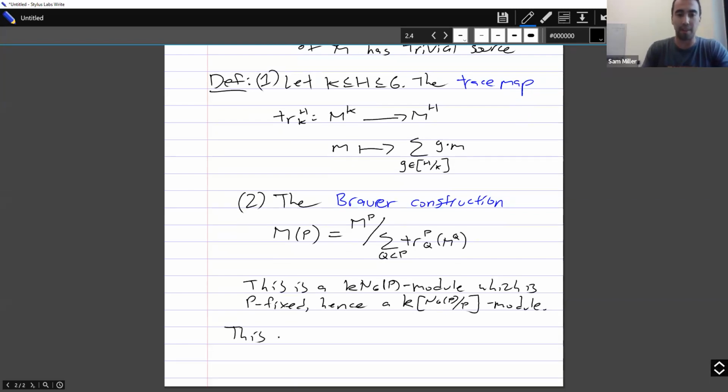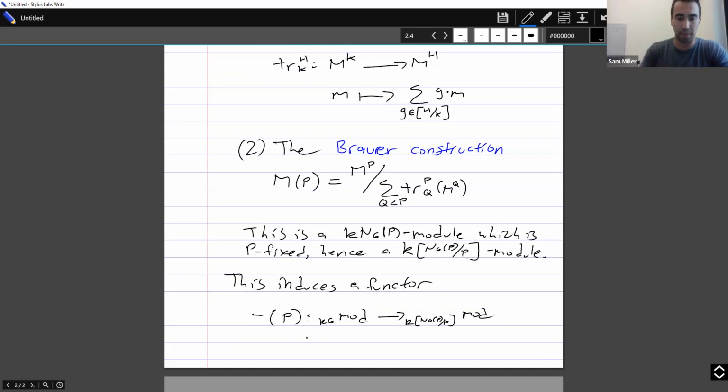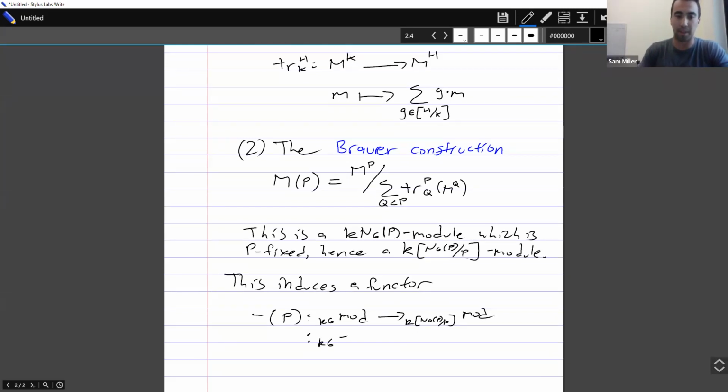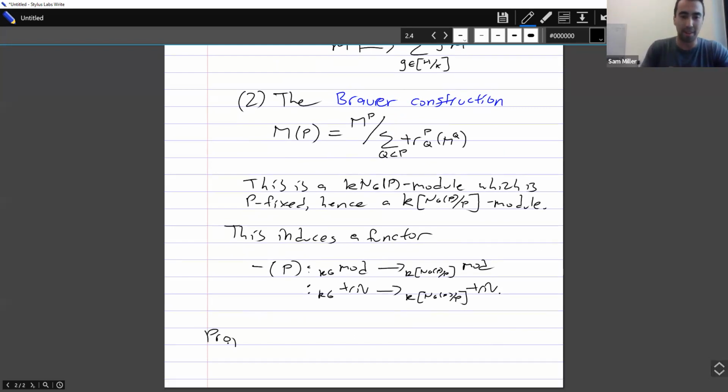This also induces a functor, denoted by dash P. Say it goes from KG mod to KNGP mod P mod. But it also preserved p-permutation. So it can also be considered a functor from KG triv to KNGP mod P triv. And in fact, this is, oh, sorry, I'm getting a little ahead of myself again.